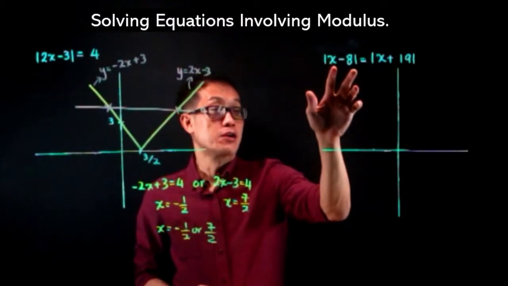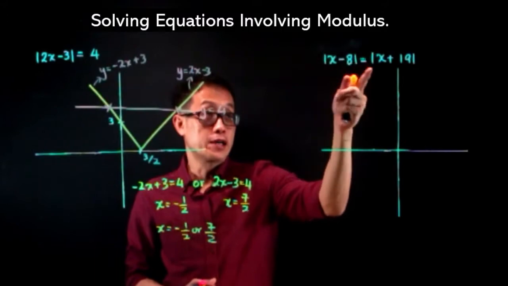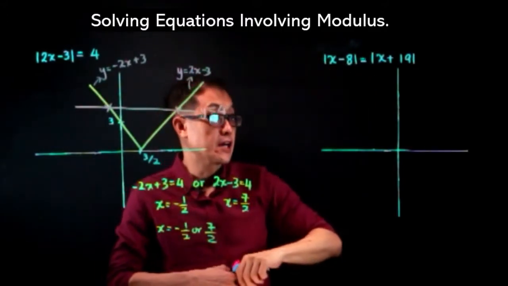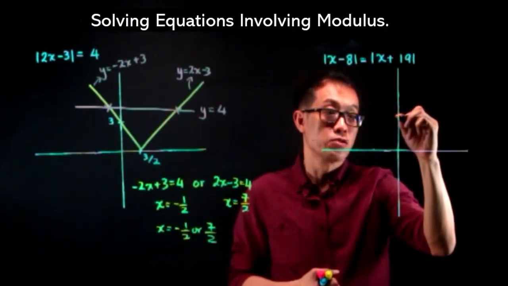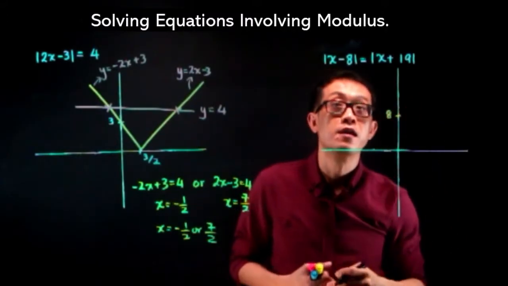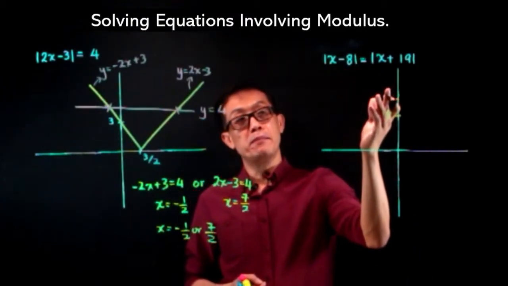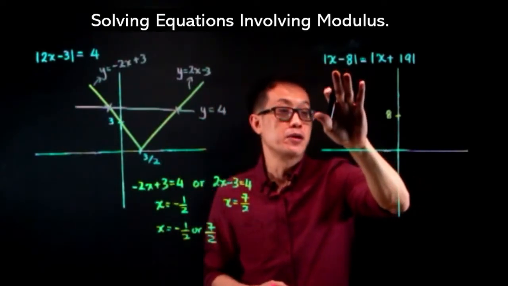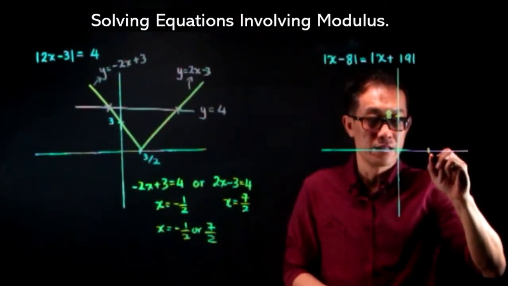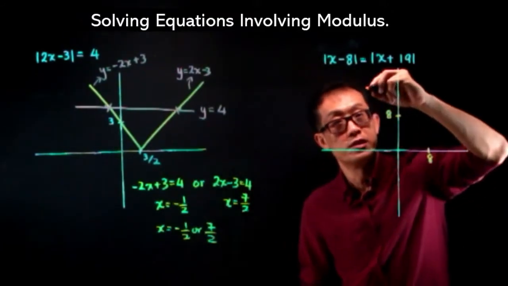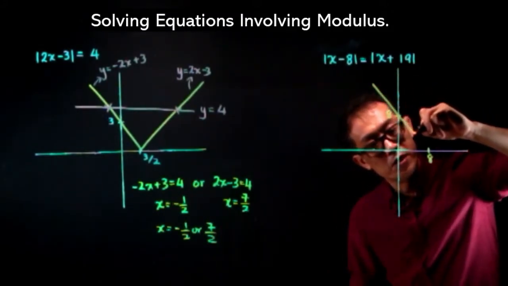Now let's try to draw this graph first. Where does it cut the y-axis? You put x is 0 and you find that it is at 8, mod of minus 8 is 8. So let's say this is 8. Where is the minimum point? The minimum point is at 8. So let's say this is 8. So it's a V-shaped graph because it's a modulus.